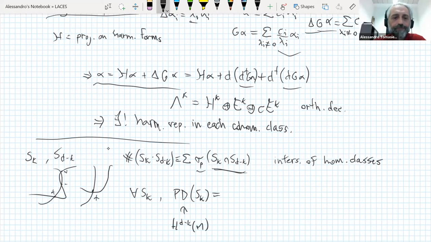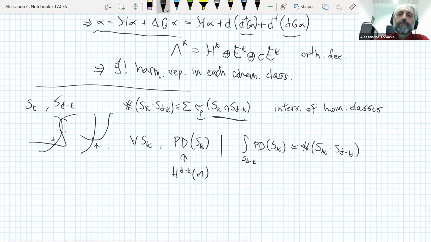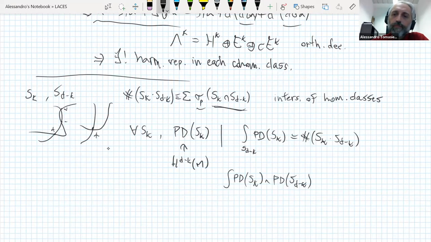And it's defined in such a way that if you take the integral of this (D-K)-form over S_{D-K}, it will give you the intersection. And if you apply this twice, you find that they also have a property like this.